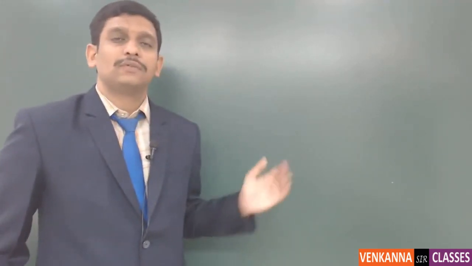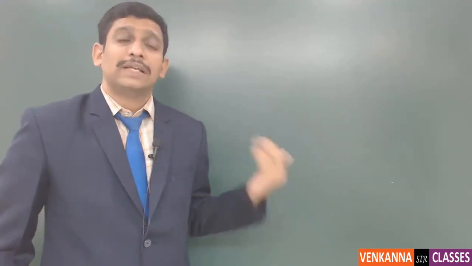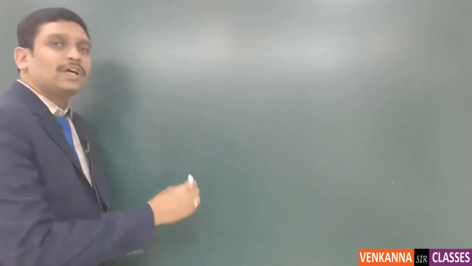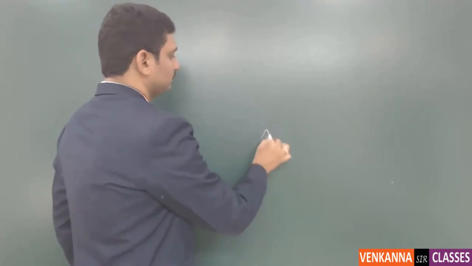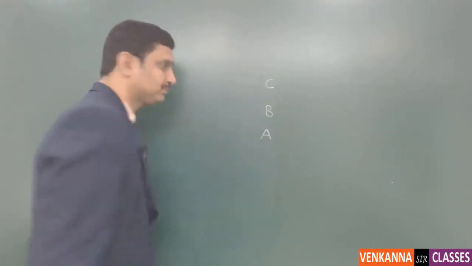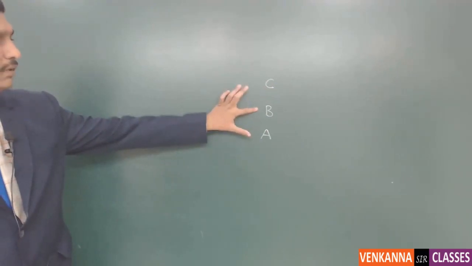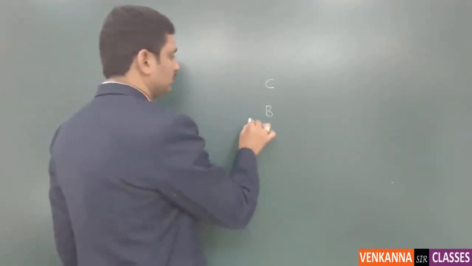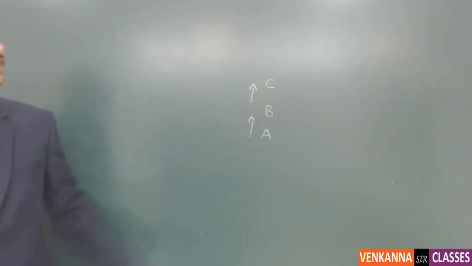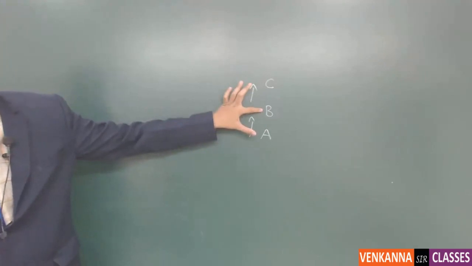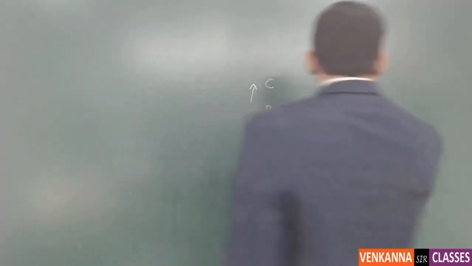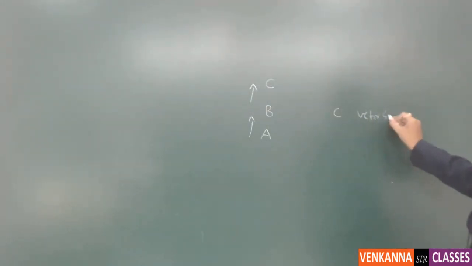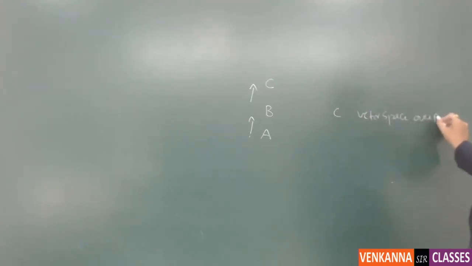so coming to the concept of finite extensions, whenever you take fields of the order, say A is a subset of B and B is a subset of C, then we say that C is an extension of B and B is an extension of A. So we can say that C is a vector space over B and B is a vector space over A.